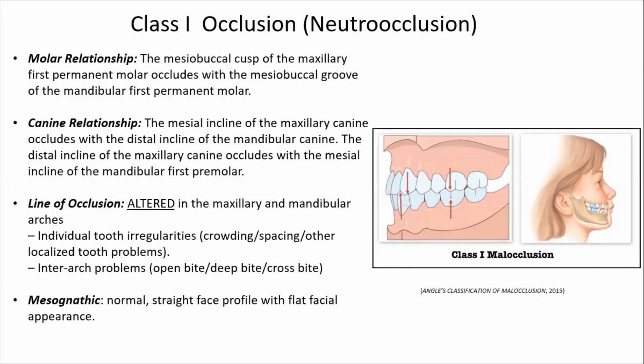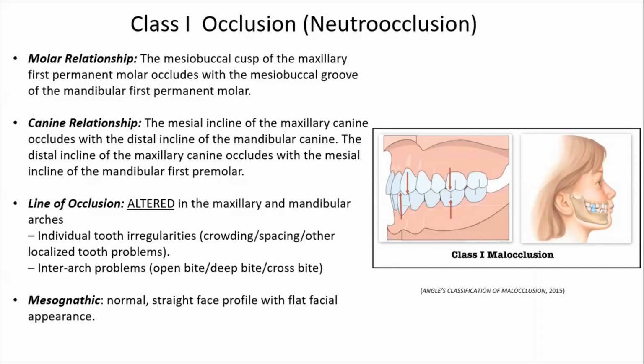What's a little bit different in class 1 occlusion is the line of occlusion. So if you flip your typodont over and you're taking a look at the arch, sometimes this arch is not a perfect U shape, it's altered. And this could be due to individual tooth irregularities, due to crowding, spacing, or other localized tooth problems. Or there can be interarch problems. You can have an open bite, a deep bite, or a cross bite. But you can still be in class 1 because the molars are lining up and the canines are lining up.